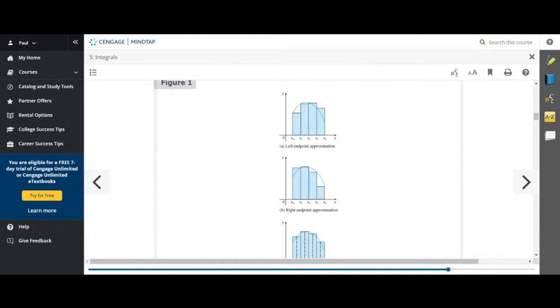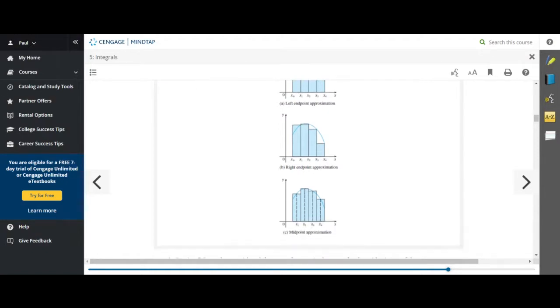Okay, well, now we can also choose rectangles by looking at midpoints of the rectangles, and that's called a midpoint approximation. And you see, they're approximating the area under the curve with 4 rectangles in A, B, and C of this figure 1, and each approximation is going to give us a different answer, a different approximation. So the question is, of course, which approximation is best?